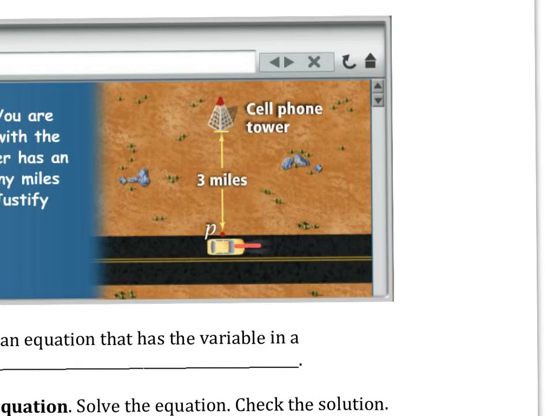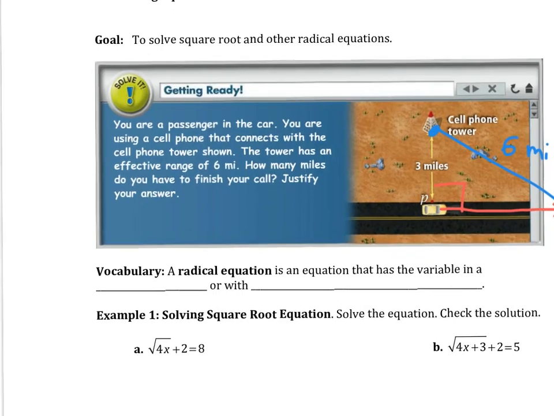So you're currently 3 miles away now, and ultimately what we need to do is show we have this many miles to go until something is 6. What's the 6? From the cell phone tower to my new location has to be 6 miles. So anything along the red is what I can travel until this point here. So what kind of triangle do we end up having? A right triangle.